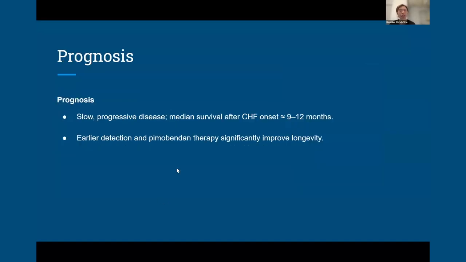Prognosis. Unfortunately, the prognosis of cardiac disease is not great. It's a slow progressive disease. Median survival after congestive heart failure is usually 9 to 12 months. So we want to give our owners realistic expectations. And unfortunately, it's a progressive disease, meaning that it's irreversible and we can only try to delay the progression, but we can't go back to stage B1 or stage A. And earlier detection and pimobendan therapy will significantly improve the longevity.